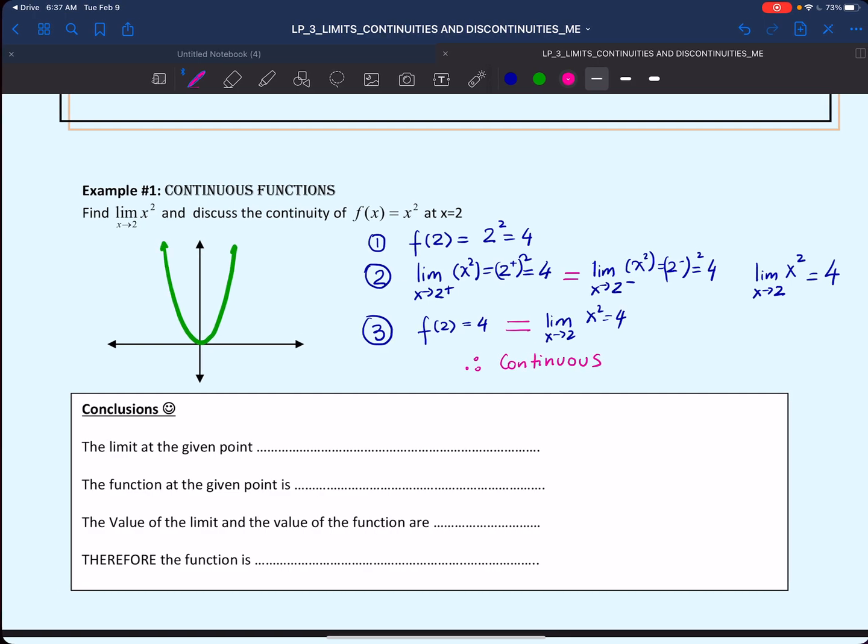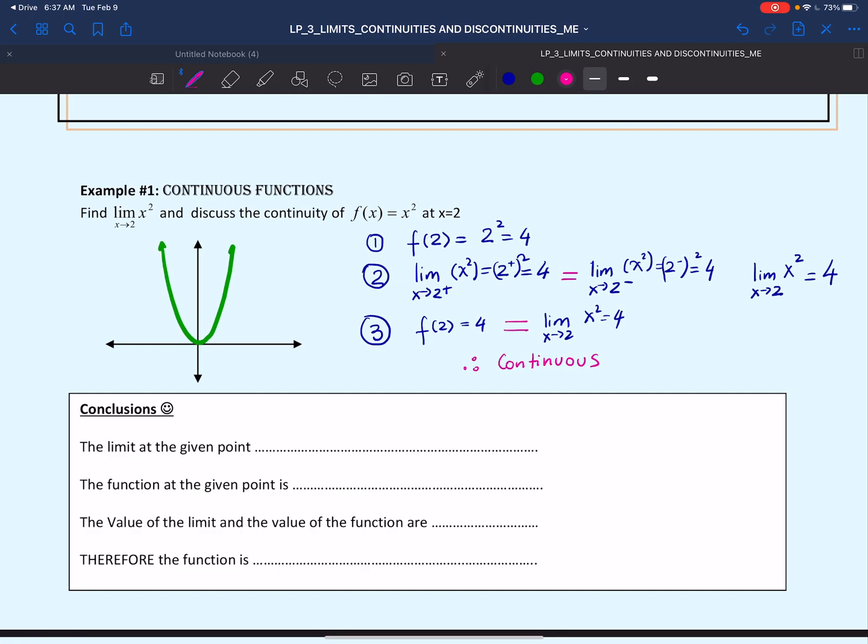So the limit at the given point is 4. The function at the given point has a value of 4. The value of the limit and the function are equal. And that tells us that the function is continuous.